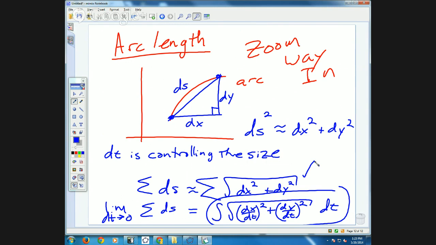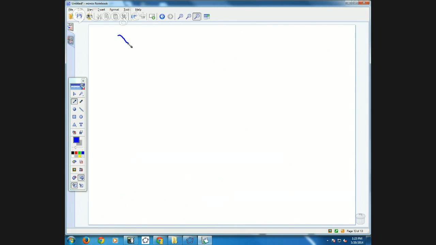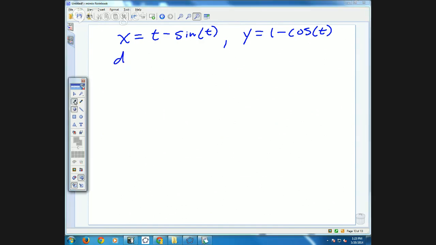So we're going to apply that formula to our x equals t minus sine t, comma, y equals 1 minus cosine t. dx/dt equals what? 1 minus cosine t.